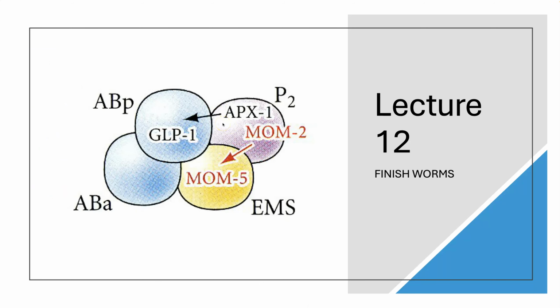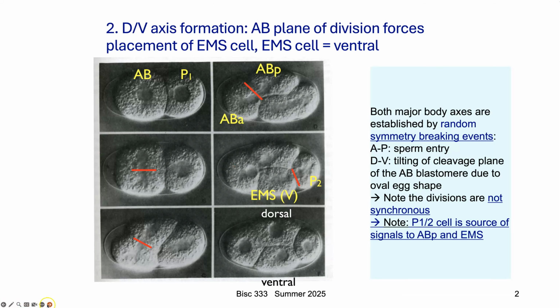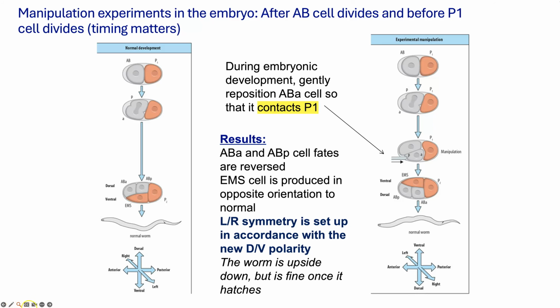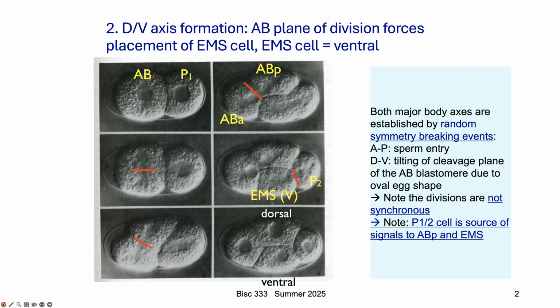This is lecture 12. We're going to do the rest of the discussion of worms. One of the main focuses of this lecture is going to be a series of signals that come from the P2 cell and basically set up the dorsal ventral axis. We'll talk really quickly about left-right specification, very briefly because it's not very well understood, but it's kind of interesting.